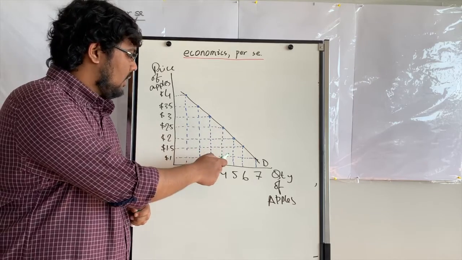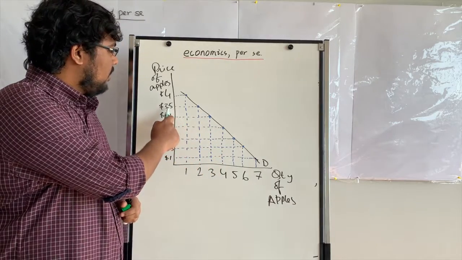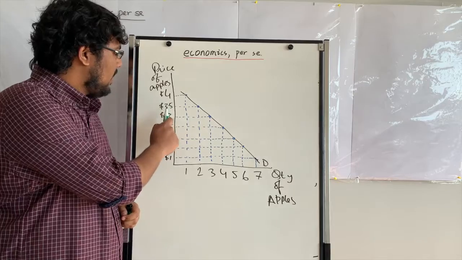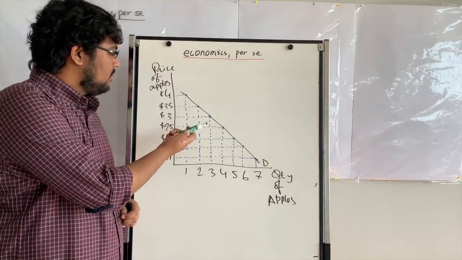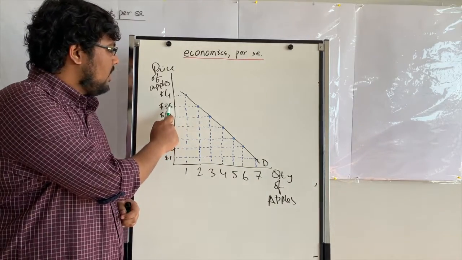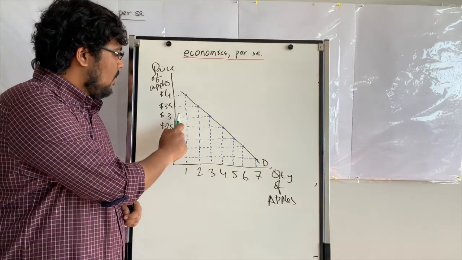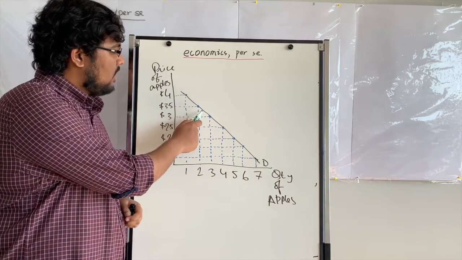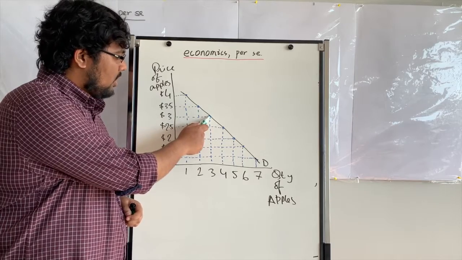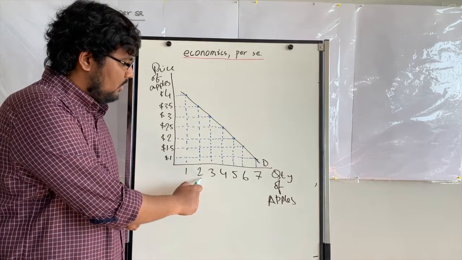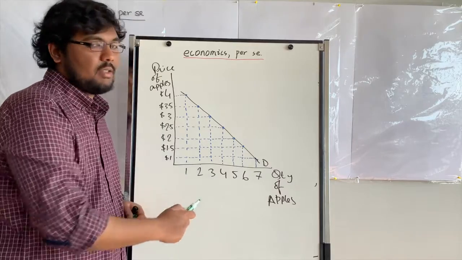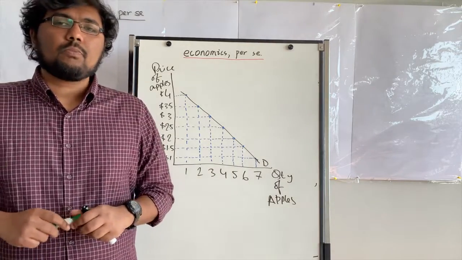This would be a movement along the curve if the price of apples per kilogram decreases from $3.5 to $3. The movement along the curve will be from here to here, where the quantity demanded would increase from 2 to 3, as the law of demand suggests.